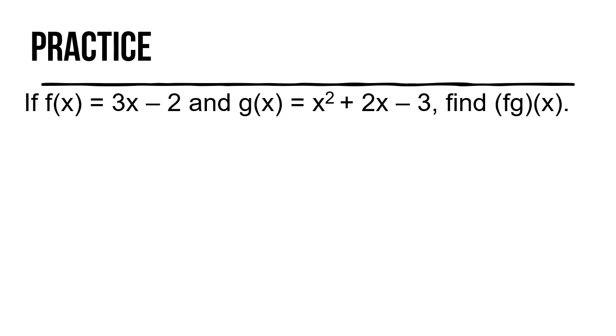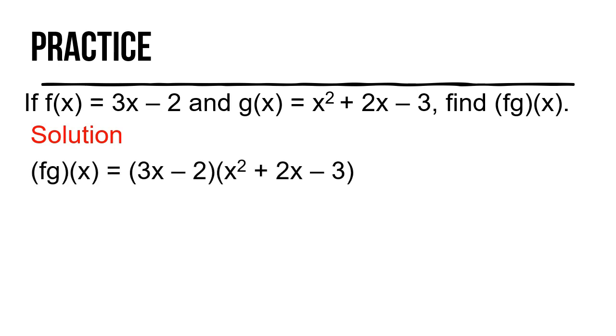Okay, for product of functions, so if f of x is equal to 3x minus 2 and g of x is equal to x squared plus 2x minus 3, find f times g of x. Okay. Now let's see if we got the same answer. f times g of x is equal to 3x minus 2 times x squared plus 2x minus 3.